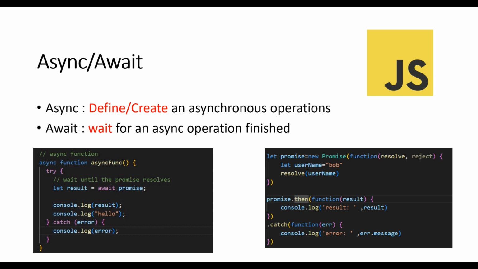But to do it in a better way, we have async and await keywords. We can use the async keyword to define an asynchronous operation, and we are going to use the await keyword to wait for the result of a promise. And we are going to use try and catch to catch an error within a promise. This is a better way to work with promises. This is a good syntax on the left side here. Now let's see how it works.